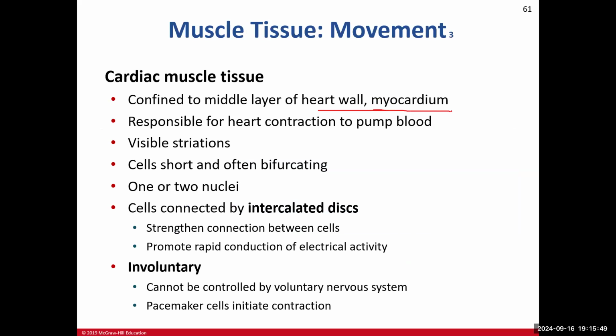Contraction, moving blood. Similar to skeletal muscle, it too has striations. Similar to skeletal muscle, it can have more than one nuclei. It's either going to have 1 or 2. But one of the differences that cardiac muscle tissue has is that it bifurcates or branches. Skeletal muscle does not. Another difference is skeletal muscle is voluntary. Cardiac muscle is involuntary. We cannot control it.